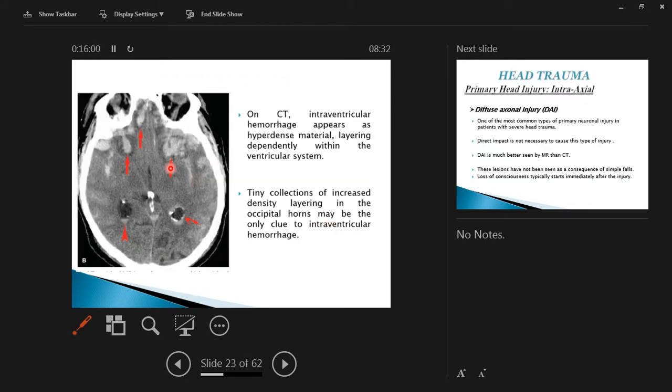This CT image shows a lot of the types of the insults and the collections, but what we are concerned with here is the intraventricular hemorrhage. The intraventricular hemorrhage appears as hyperdense material layering dependently within the ventricular system. The other side also. Tiny collections of increased density layering in the occipital horn may be the only clue to intraventricular hemorrhage. He has cortical contusions, he has subarachnoid hemorrhage in addition to this intraventricular hemorrhage.